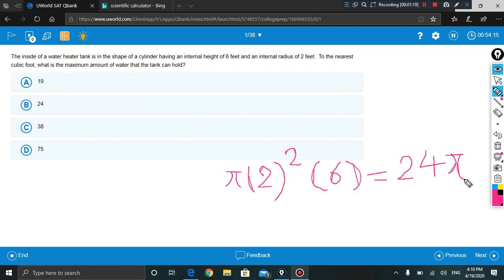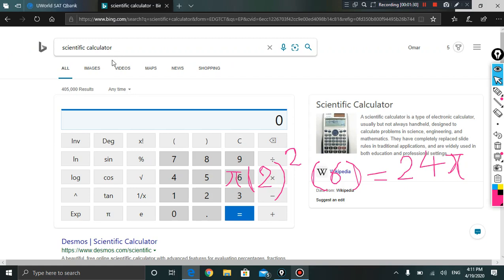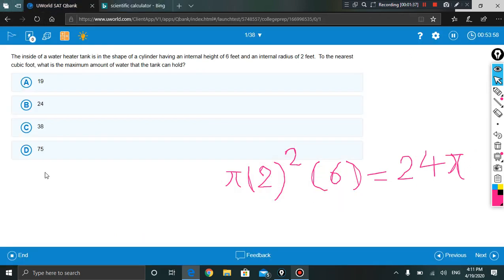But of course it wants the nearest cubic foot, so we can use the calculator. Yes, 24 pi. Let's check this. 75.3, which is closest to 75. Okay, 24 is a trick. Be careful, this is 24 pi, not 24.